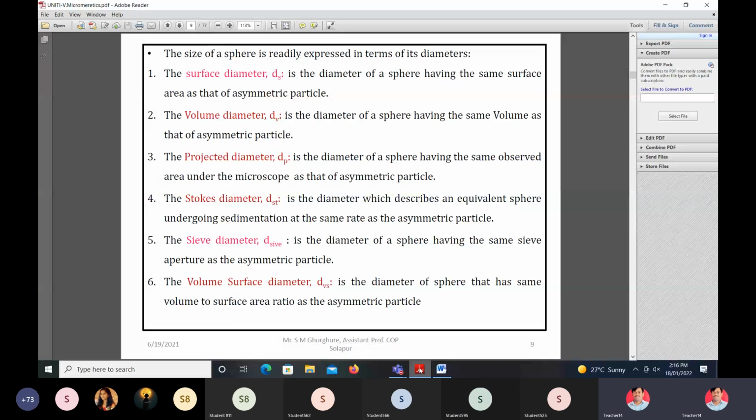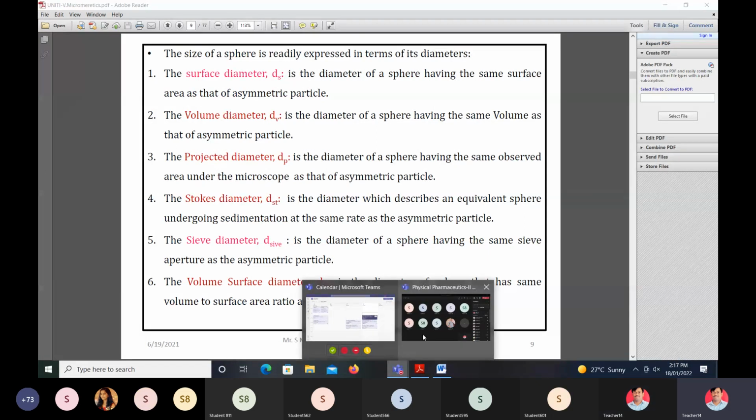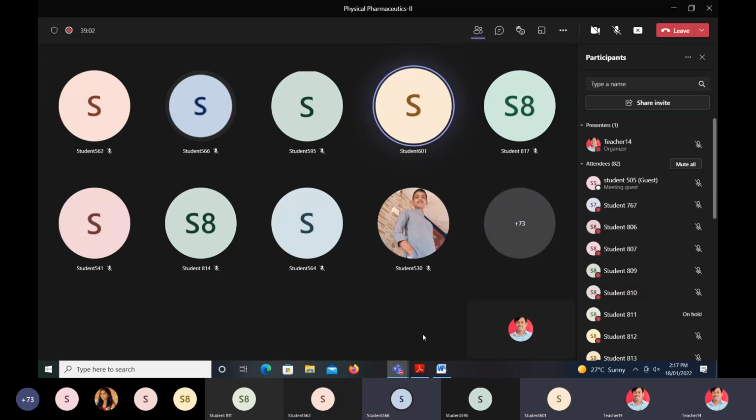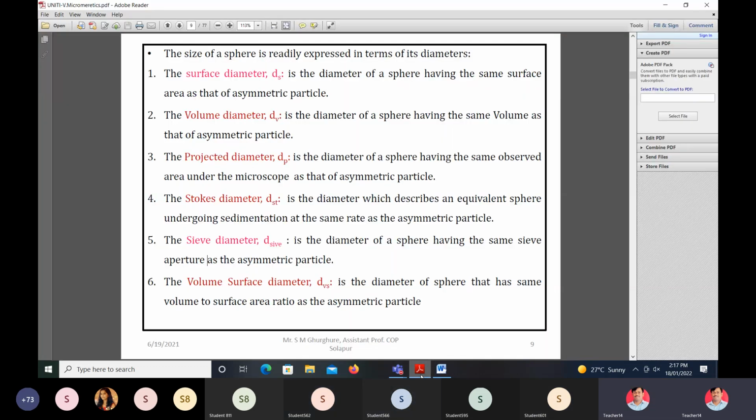Please read the same six types of diameters. One, surface diameter. Second, volume diameter. Third, projected diameter. Then Stokes diameter. The next, sieve diameter. And the last one is the volume surface diameter.